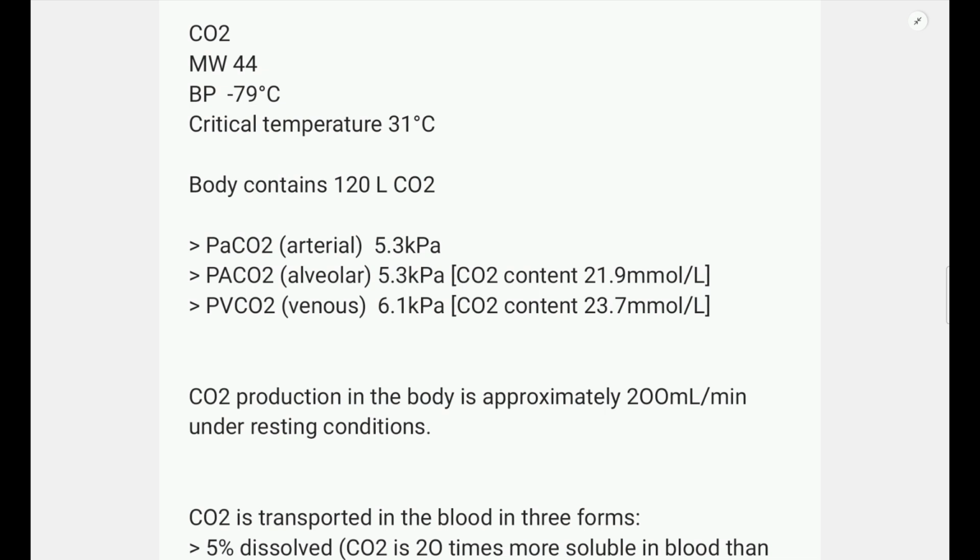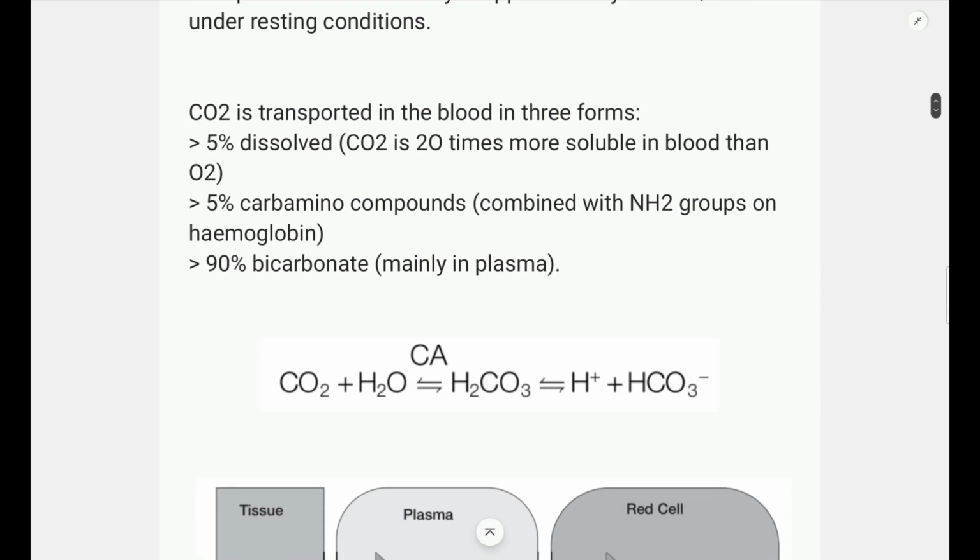The body contains a total of 120 liters of carbon dioxide. The partial pressure of carbon dioxide in arterial blood is 5.3 kilopascals, and in alveoli also it is 5.3 kilopascals. In venous blood it is 6.1 kilopascals. The CO2 production in our body is approximately 200 ml per minute under resting conditions.